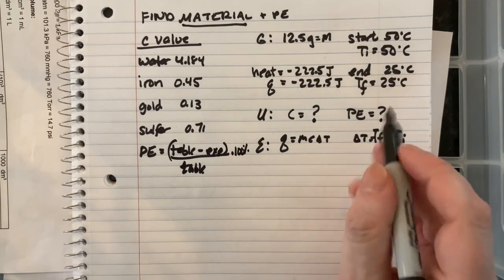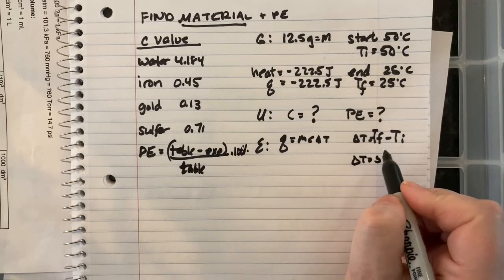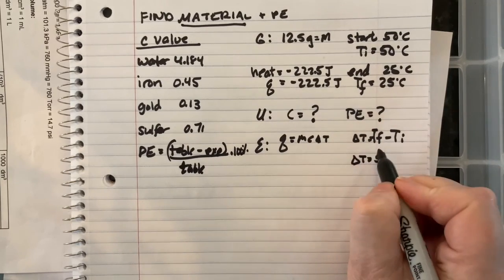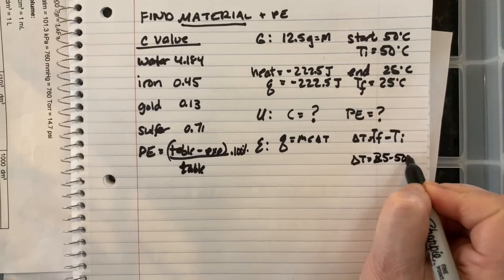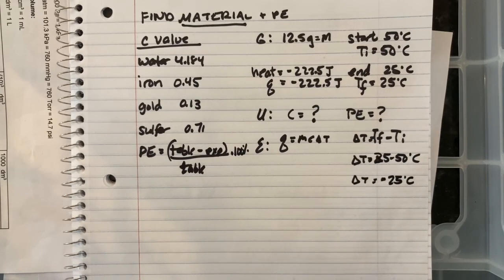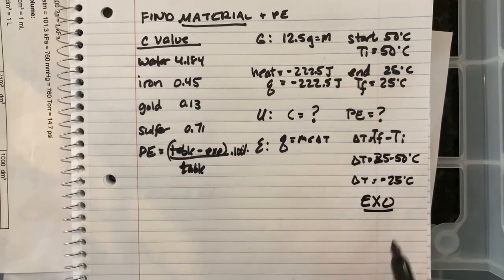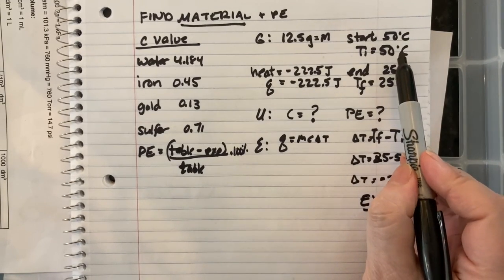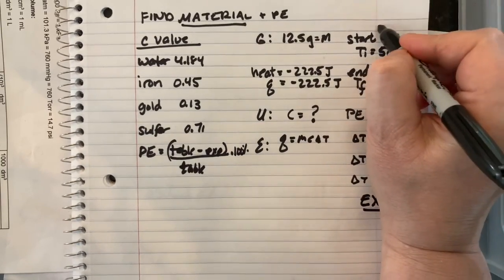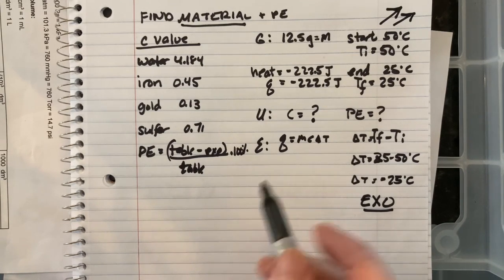What do I need to start with? My delta T. Delta T is equal to temperature final minus temperature initial. So it's 25 minus 50 degrees C. So my delta T is actually going to be negative 25 degrees C. That's weird. That's a negative temperature. It's not so weird. It just means it's exothermic, because that temperature started out high and it went down, which means the heat exited. Exit, thermal heat. Okay, so we know it's exothermic. And so that's just another clue that we have in our package.